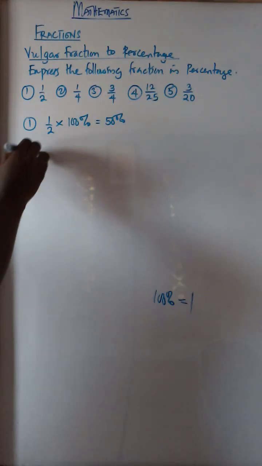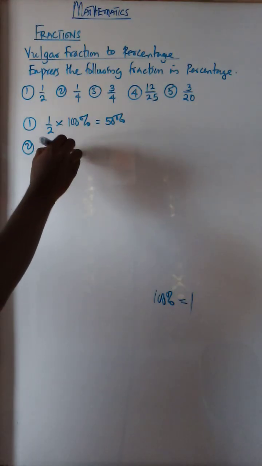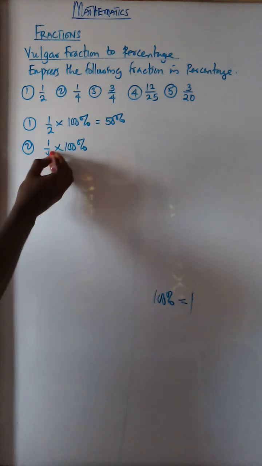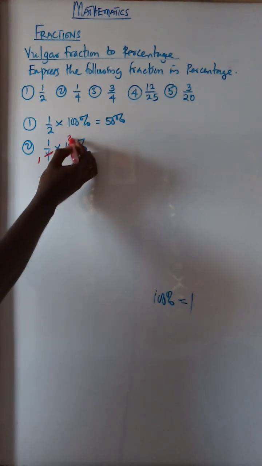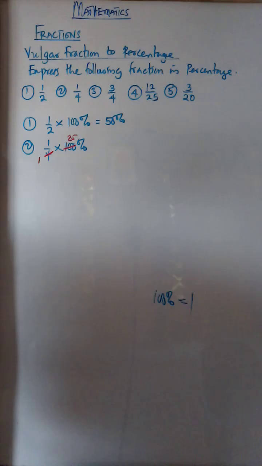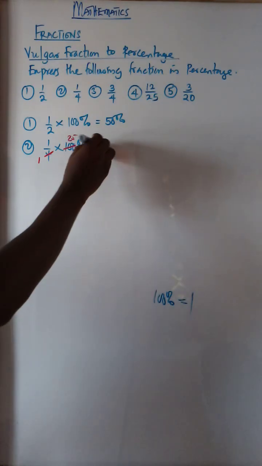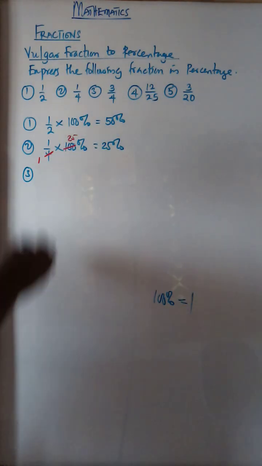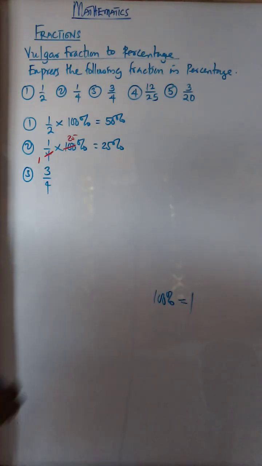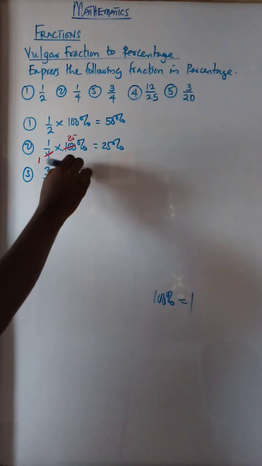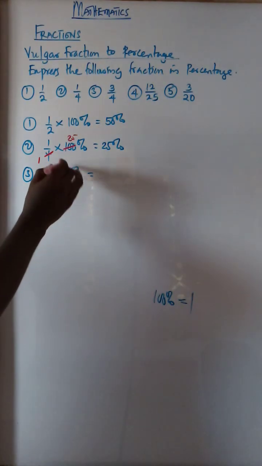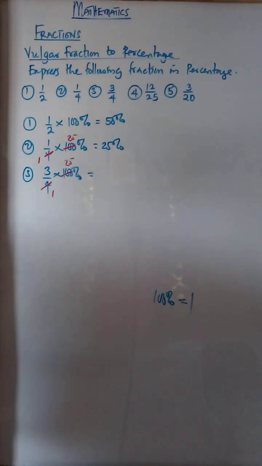Second one, 1 over 4. To convert it, just multiply by 100%. So 4 into 100 is 25. So 25 times 1 is 25. So what's the answer? 25%. Next, if I have 3 over 4 in fraction to percentage, multiply by 100%. So let's do that. 4 into 100 is 25. Then we do 3 multiplied by 25, and that is 75%.